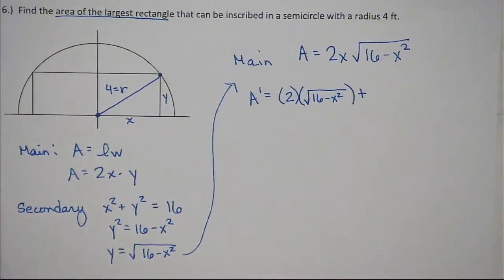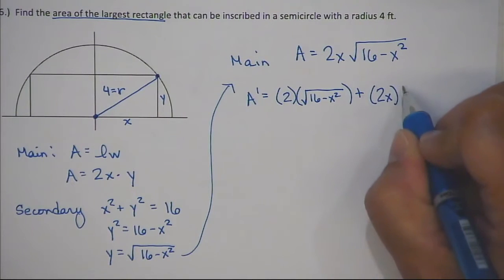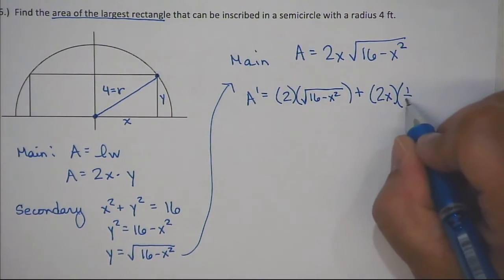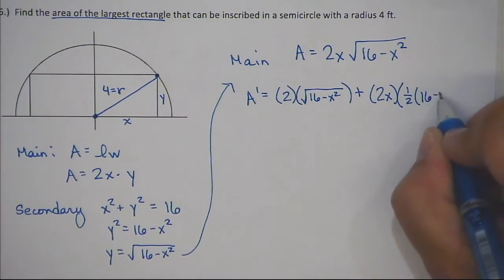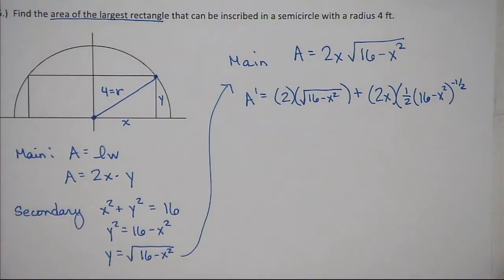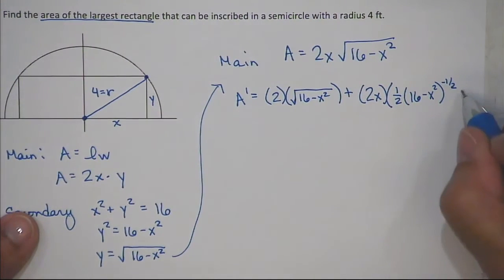plus the first, times the derivative of the second. So that's 1/2, 16 minus x squared to the negative 1/2, times the derivative of the inside, which is negative 2x.